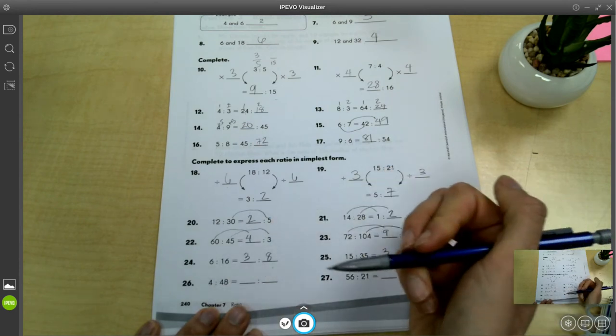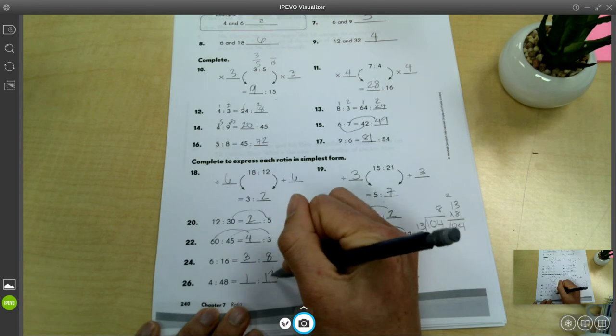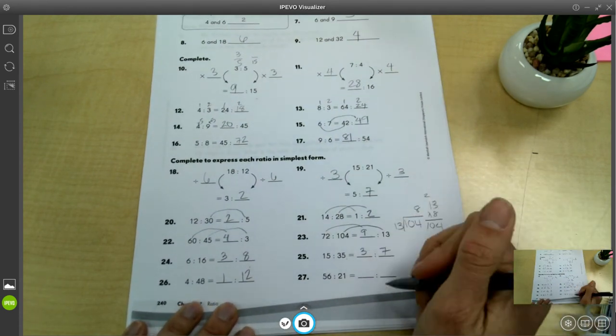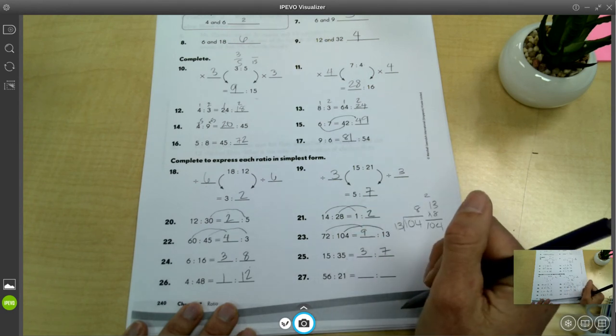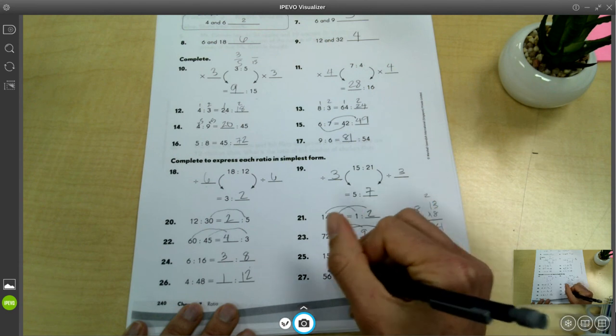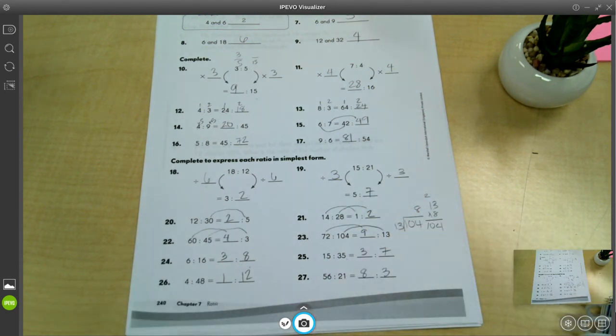4 and 48 are both divisible by 4. 4 divided by 4 is 1. 48 divided by 4 is 12. Oh my gosh, you have to know your fact families here so well. 21 and 56 are both divisible by 7. 56 divided by 7 is 8. 21 divided by 7 is 3.